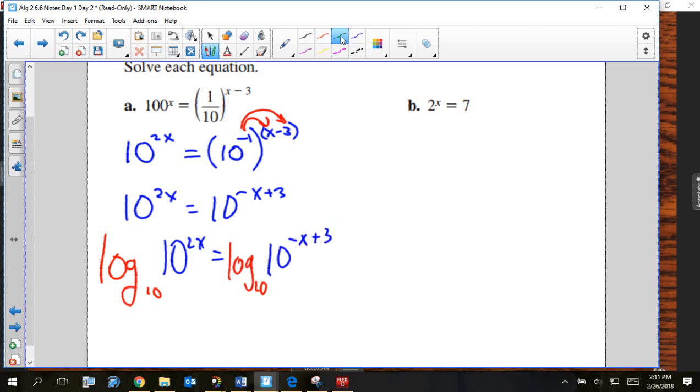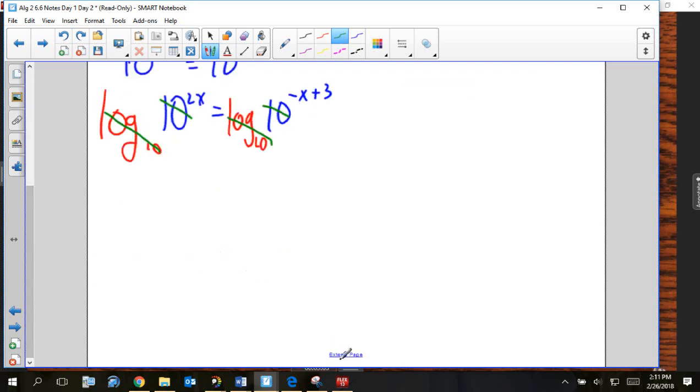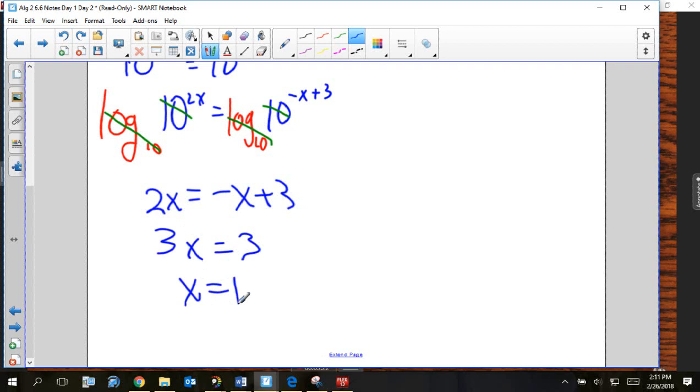Okay, you didn't have to write the little 10 because if we just write log, it means log base 10. But I wrote it just for this first example because log base 10 and a base of 10 are inverses, they undo each other. So now my next step looks like this. 2x equals negative x plus 3. Can you solve it? I hope so. Add x to both sides and divide by 3. We get x equals 1.